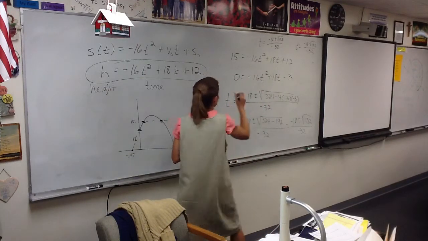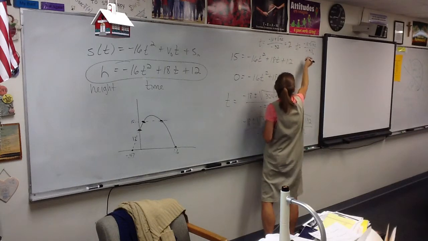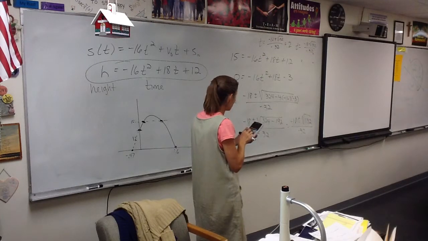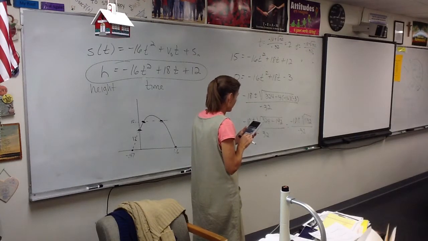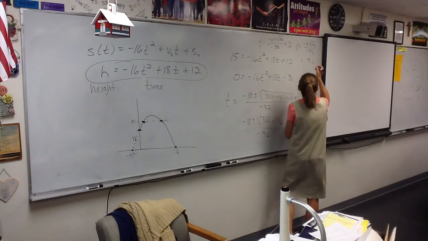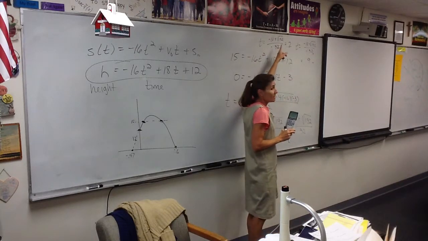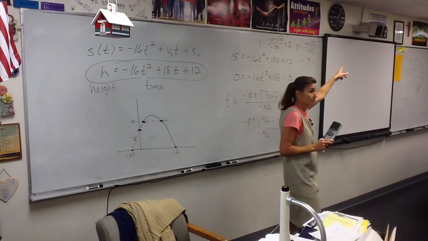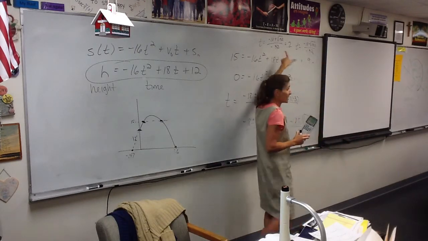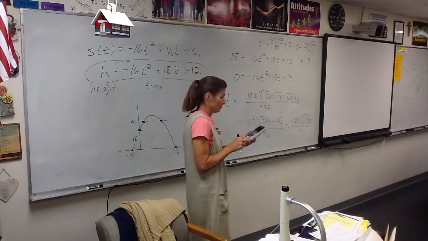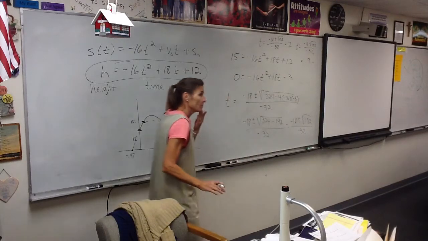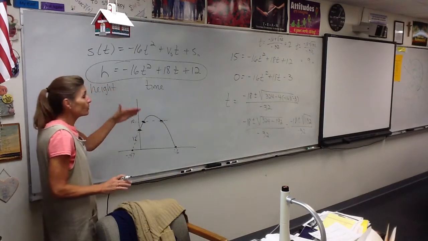I got 0.2. I'd love it if somebody would tell me you got that too. Wait, how do you get it on a calculator? What do you press? And this one is 0.9. Okay, so I press negative 18 plus the square root of 132 equals, and then divided by negative 32. Now, I got 0.2 and 0.9.